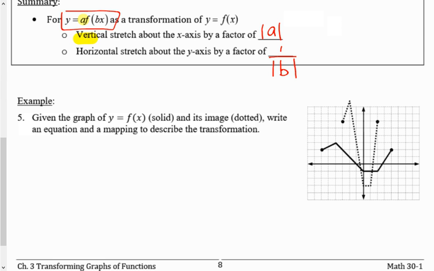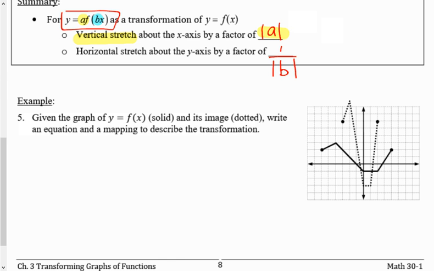That's going to be the vertical stretch factor. So again, if it's negative, that just means the reflection. So we take the negative as a reflection, then we're done with the negative and we only think about the size of the number. The size of the number will give us the vertical stretch factor.